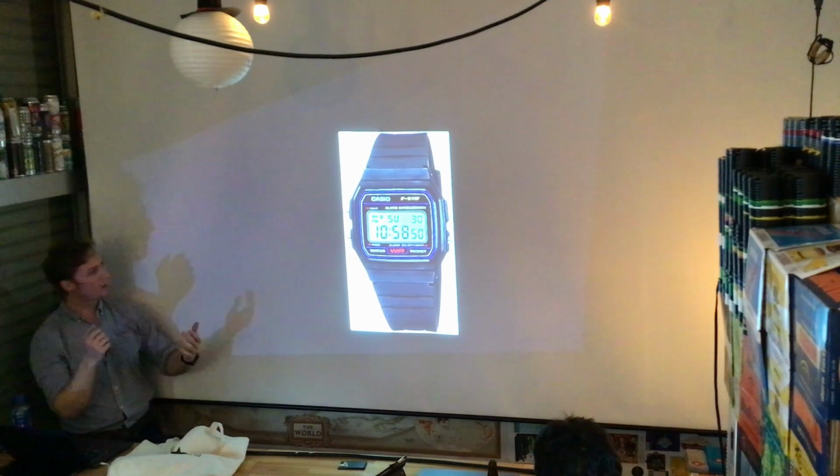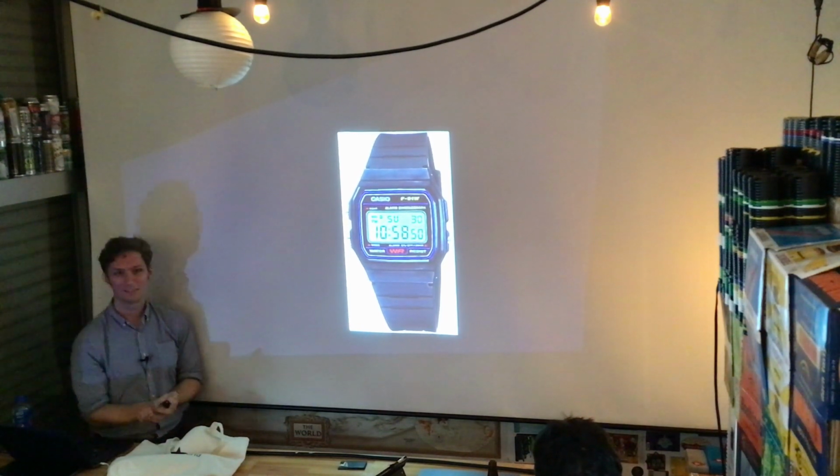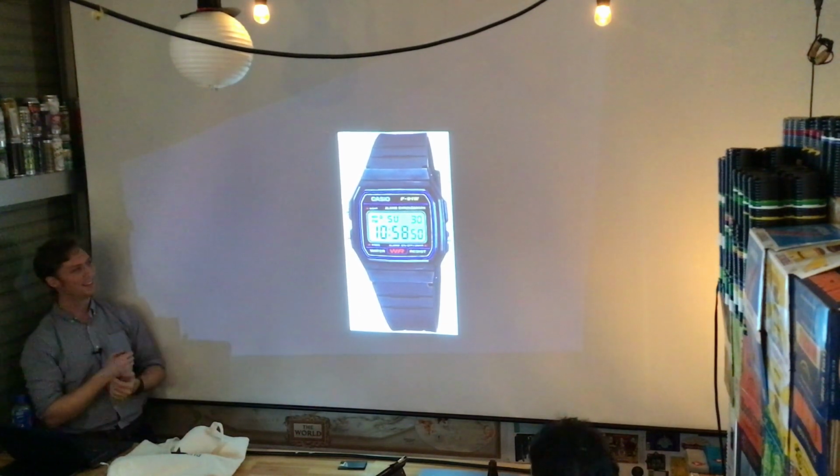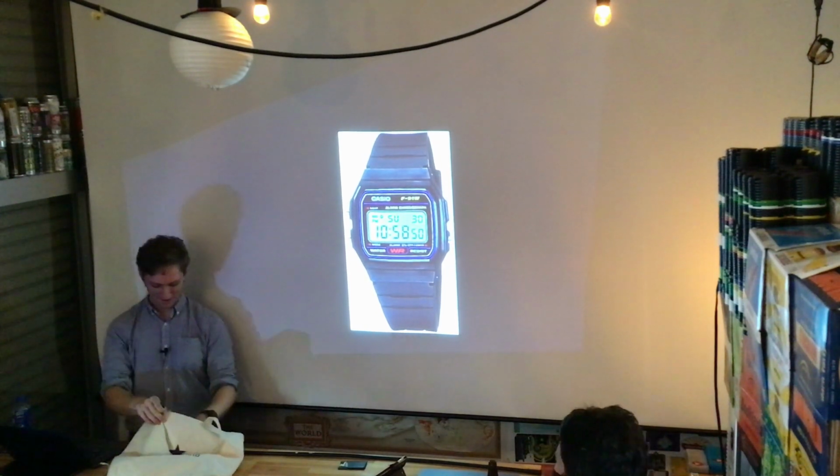What ticks? What counts? Quartz crystal. Quartz crystal, and the digital display counts. So would you like a tiny sundial?